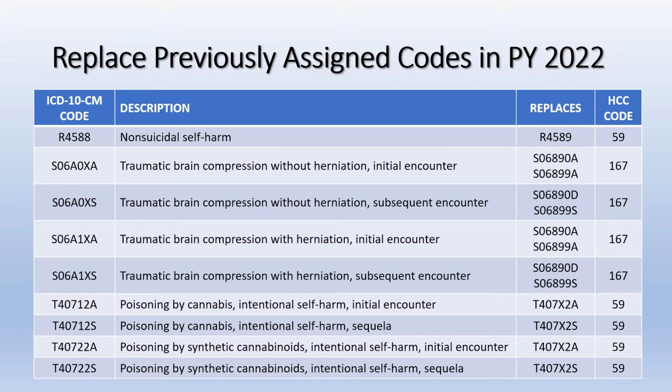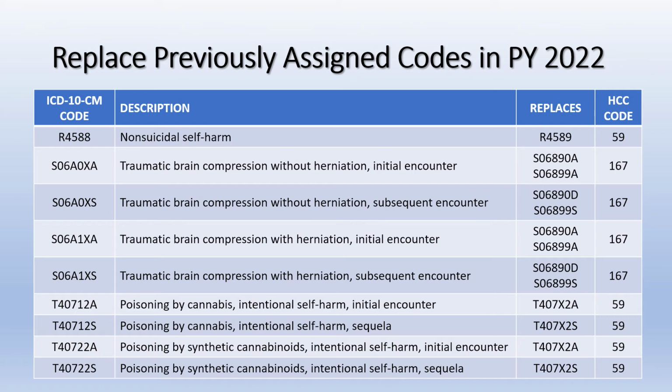S06A0XS replaces the following previously assigned codes. S06890D, concussion without loss of consciousness, subsequent encounter. S06899S, concussion with loss of consciousness of unspecified duration, sequela. S06A1XA replaces the following previously assigned codes. S06890A, concussion without loss of consciousness, initial encounter. S06899A, concussion with loss of consciousness of unspecified duration, initial encounter.